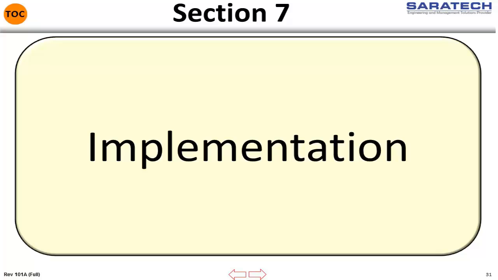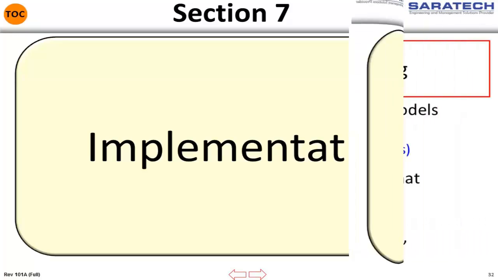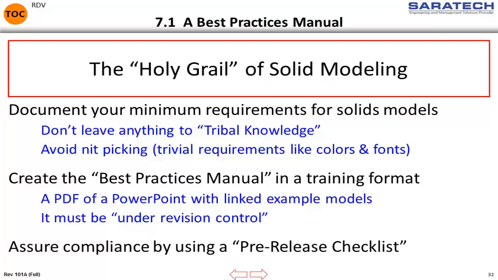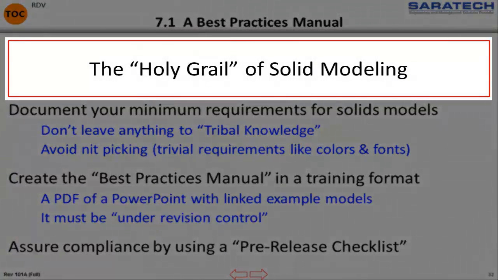Now that you have seen an overview of the resilient modeling strategy, you are probably wondering how to make this work in your company. The first step is to develop a best practices manual. This has been attempted since the beginning of CAD modeling with marginal success. The main reason for failure has been that the manuals have been too long, too complicated, and too focused on minutiae.